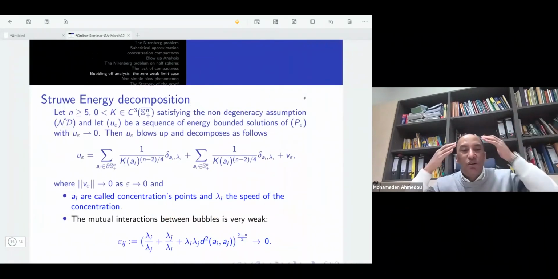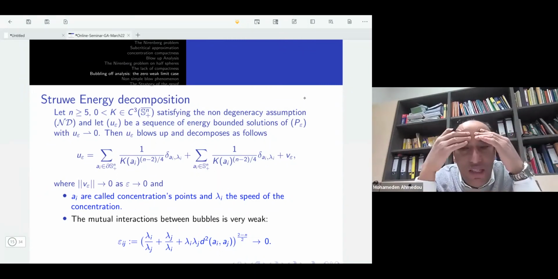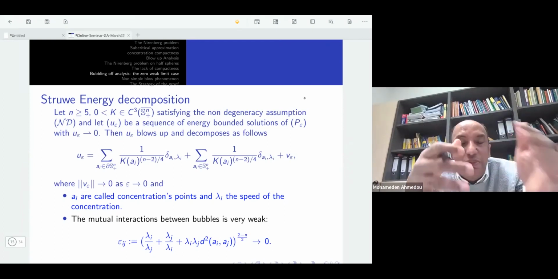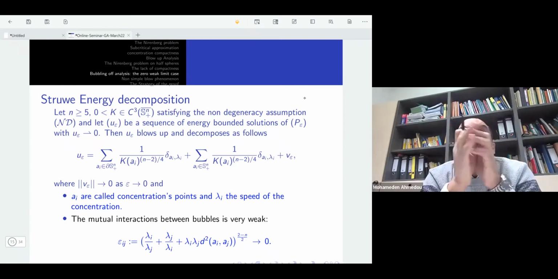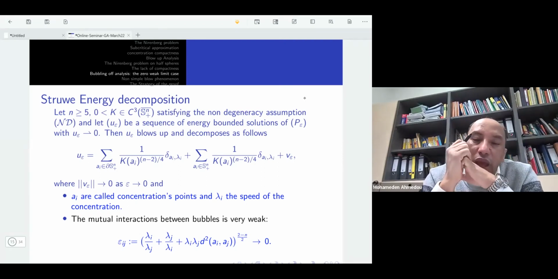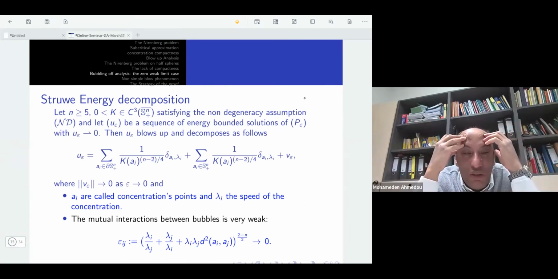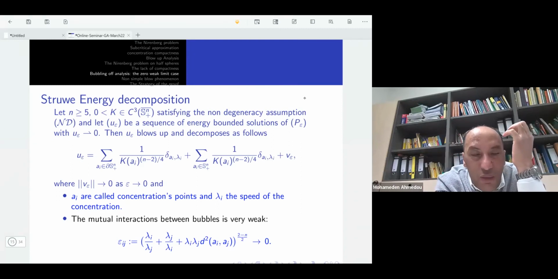So in this situation, you start by analyzing what happens for u epsilon, and then a first result that you can prove is some kind of Struwe energy decomposition. This was proved by Michael Struwe in 1984 for the Yamabe problem and Yamabe type problems. But the same kind of decomposition can also be proved here for our equation. And then we proved that you can decompose a blowing up solution u epsilon. So first, there are two difficulties here. There are two cases.